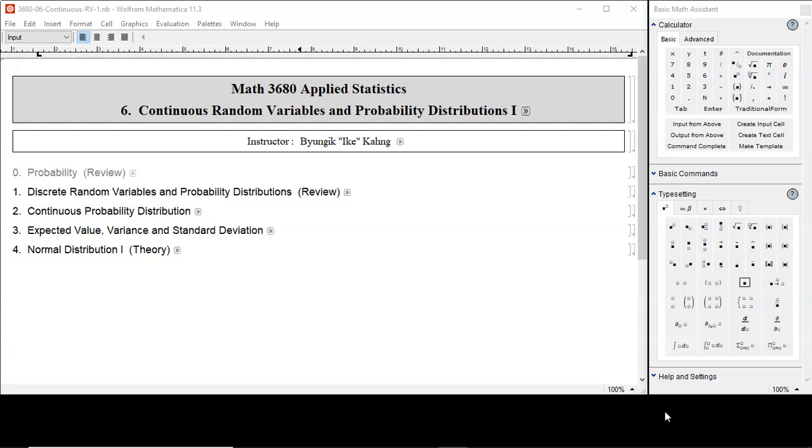Hello students, welcome back. We went through the concept and theory of continuous random variables. Now let's establish the concept of expected value, variance, and standard deviation.